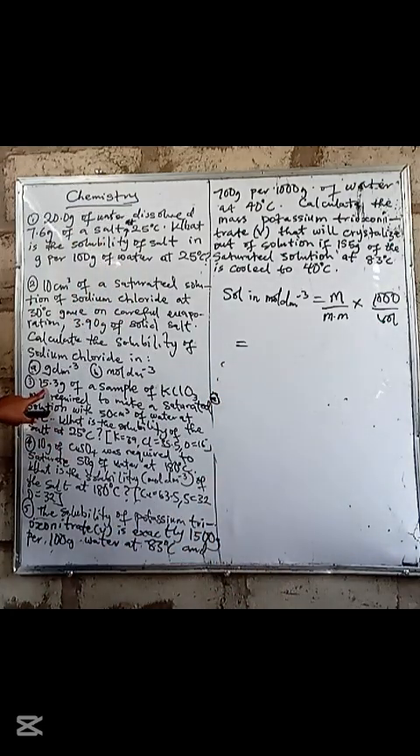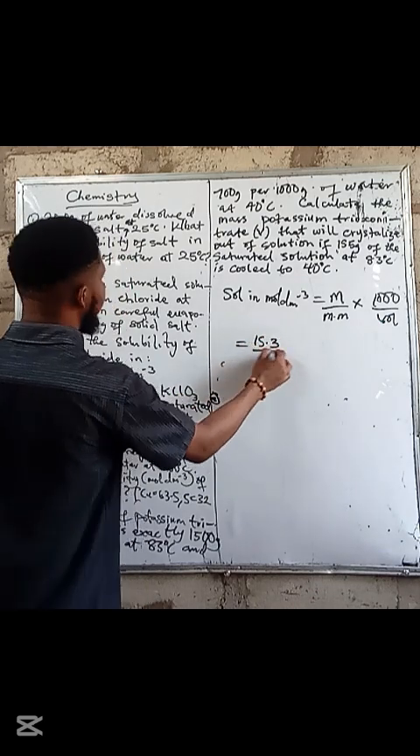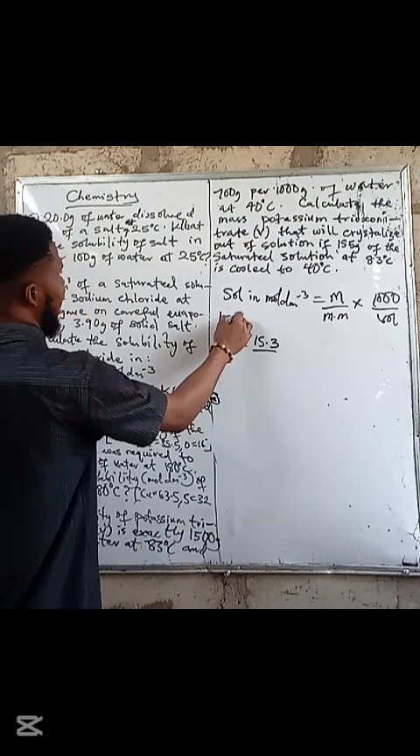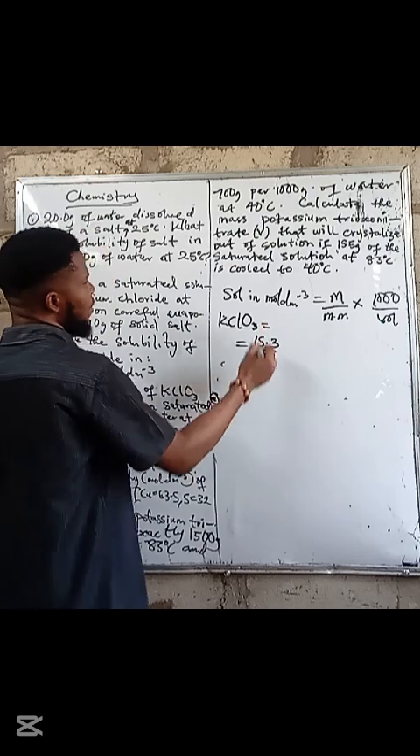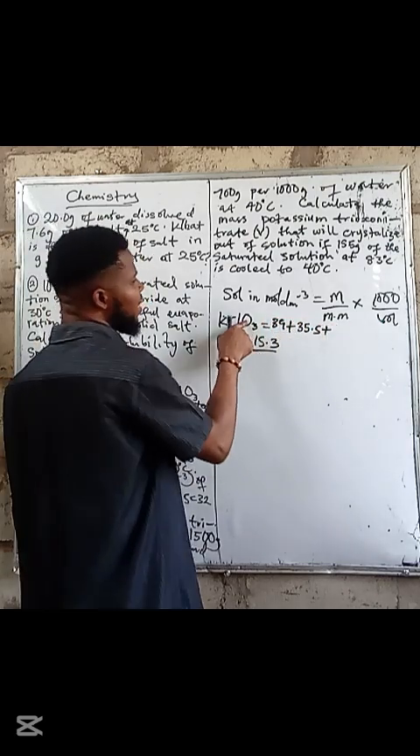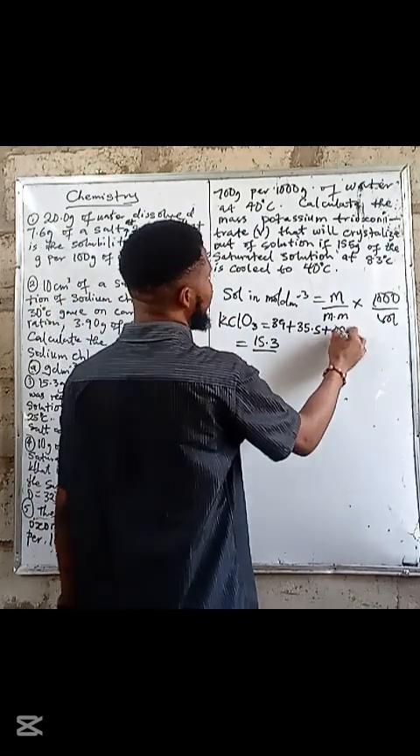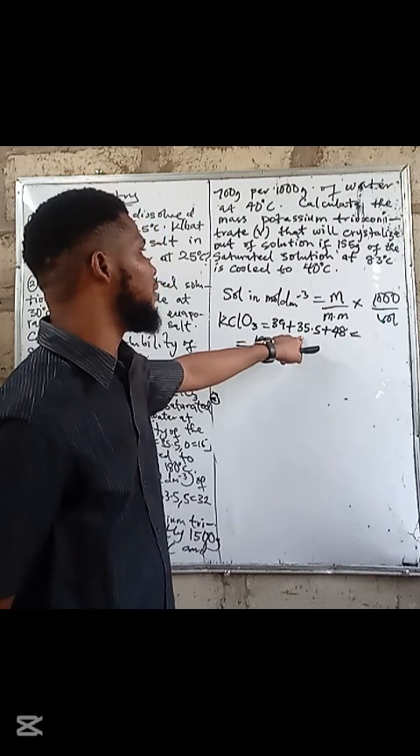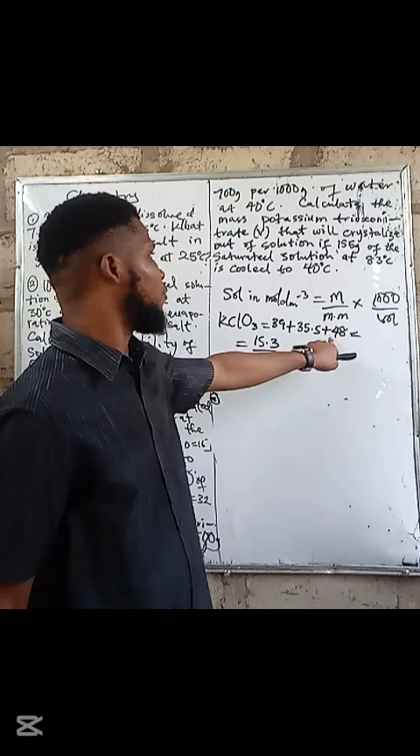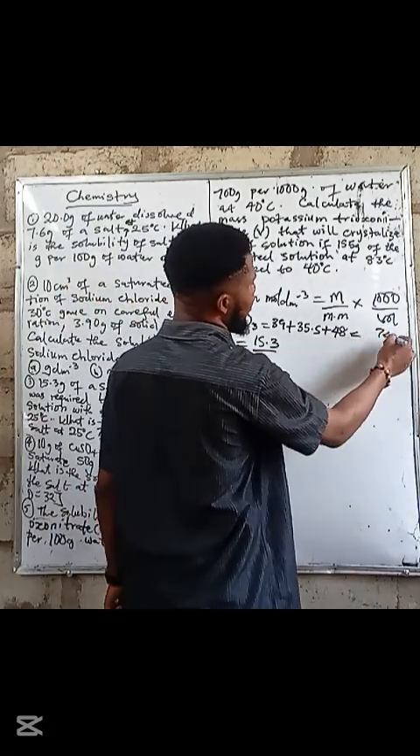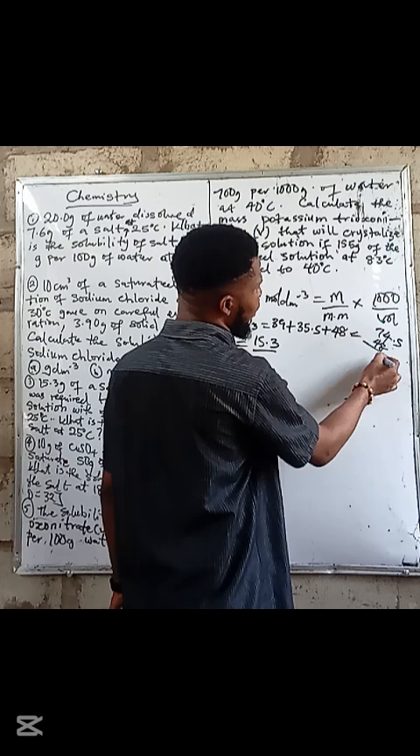What mass do we have? We have 15.3 over the molar mass of potassium chlorate. So let's look at it. Potassium chlorate, KClO3. So let's say 39 plus 35.5 plus 3 times 16. That will be 48. What would that give you? 39 plus 35.5 is 74.5. 74.5 plus 48.